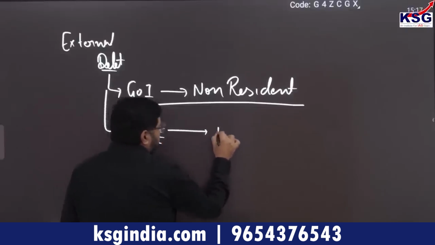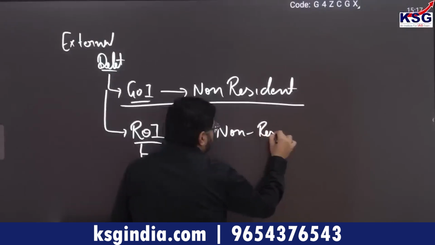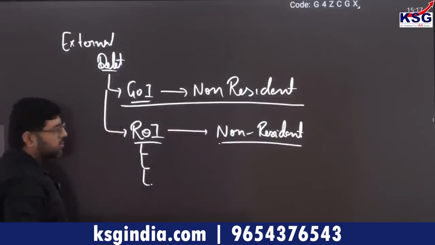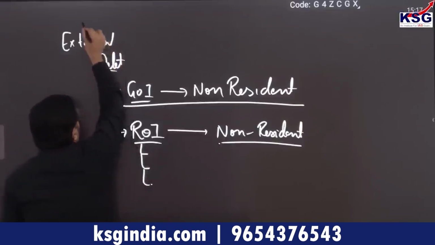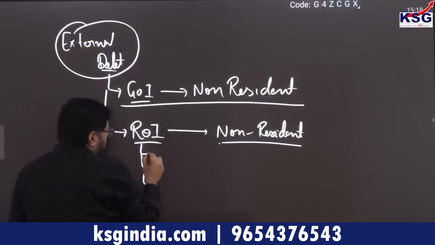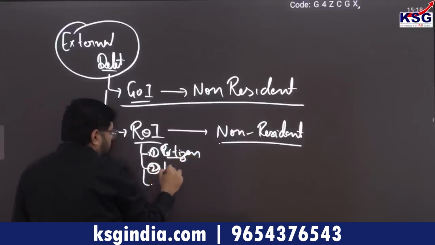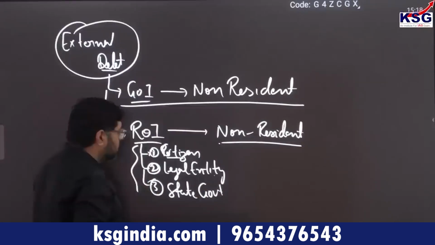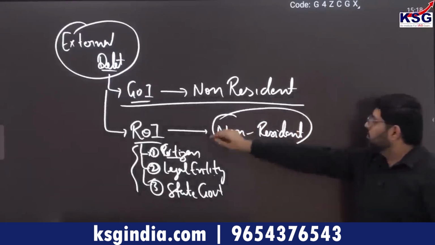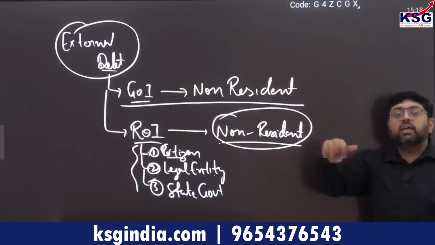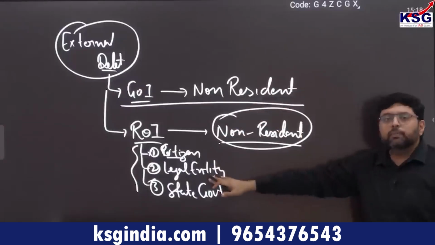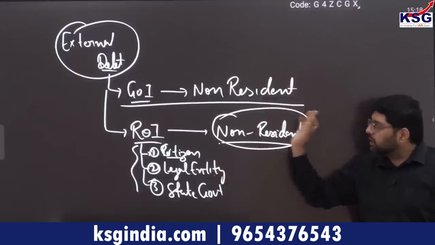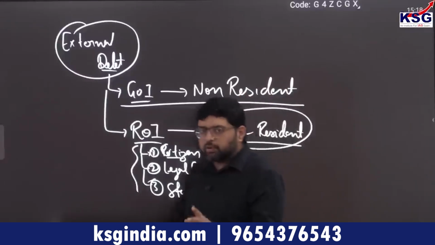So whenever residents of India have taken loans from non-residents, means from outside, that will also be a part of external debt. Residents of India include people, or citizens of India, any legal entity, as well as state governments. So it includes three things. Whenever they take borrowing from outside, or whatever borrowing they have taken in the past from outside, for which these people are still paying interest, that will become part of external debt.